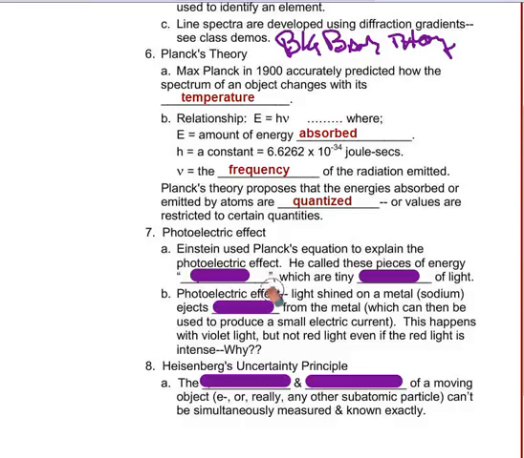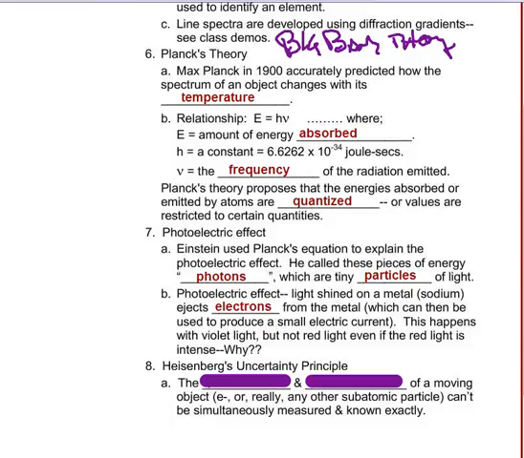And Einstein used this equation to explain the photoelectric effect, which is actually what he won his Nobel Prize for. He did not win it for relativity, he won it for the photoelectric effect, which in the long term might actually become more useful than relativity. He called these pieces of energy photons, which are tiny particles of light. And the photoelectric effect is this. When he would shine light on a metal, sometimes sodium, it ejects electrons from the metal, which can then be used to produce a small electric current. Now, this happens in violet light, but not red light, even if the red light is intense.